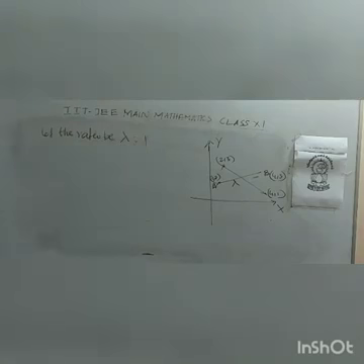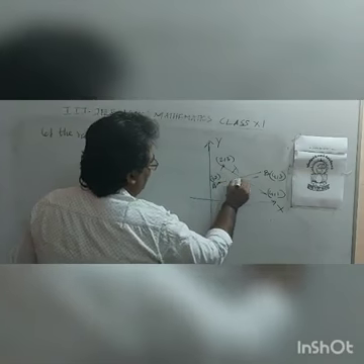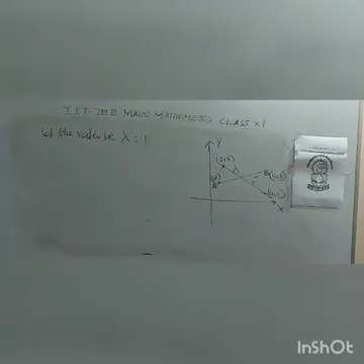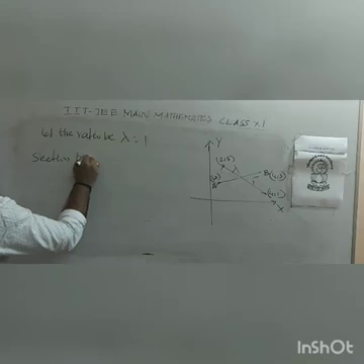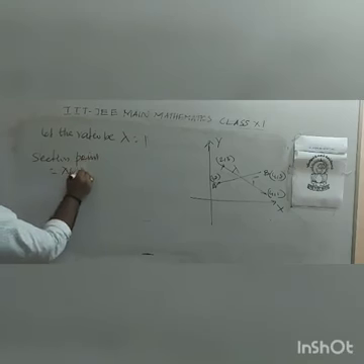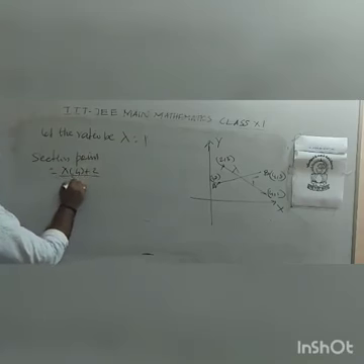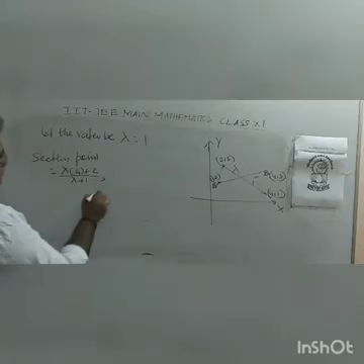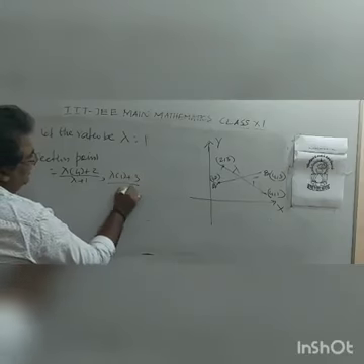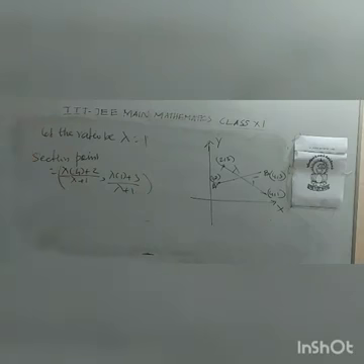Let the ratio be lambda is to 1. So the section point is lambda into 4 plus 2 by lambda plus 1, lambda into 1 plus 3 by lambda plus 1.